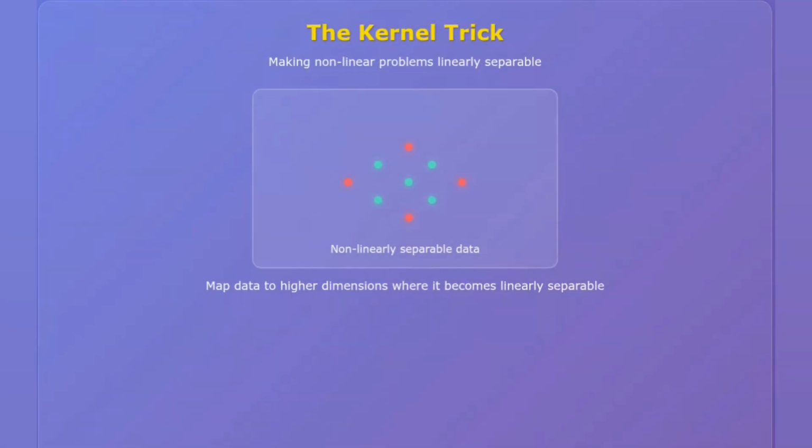Here's where SVMs become truly powerful. What if your data looks like this, clearly not linearly separable? The kernel trick is one of the most elegant concepts in machine learning. Instead of trying to separate the data in its original space, we map it to a higher dimensional space where it becomes linearly separable. The amazing part? We never actually compute this mapping explicitly. We use kernel functions that compute dot products in the higher dimensional space directly.